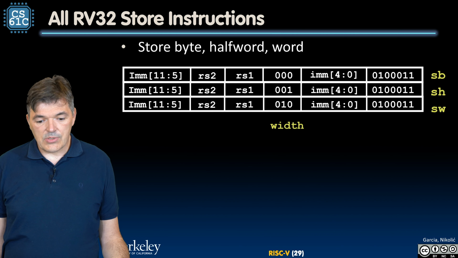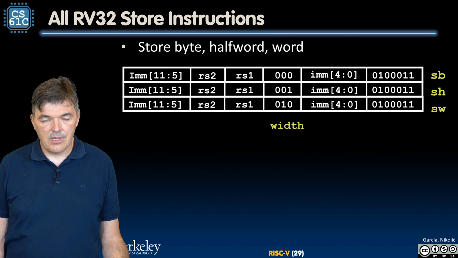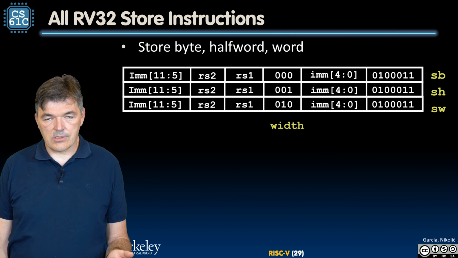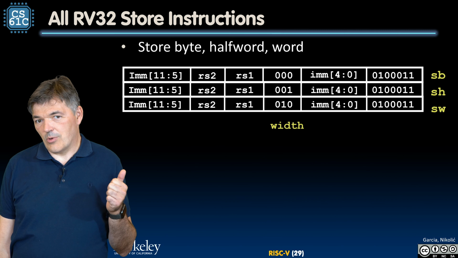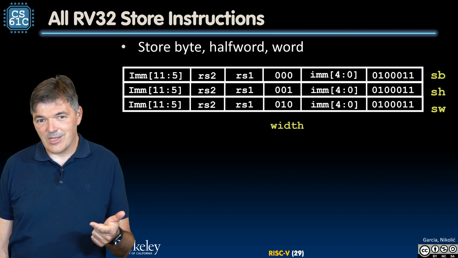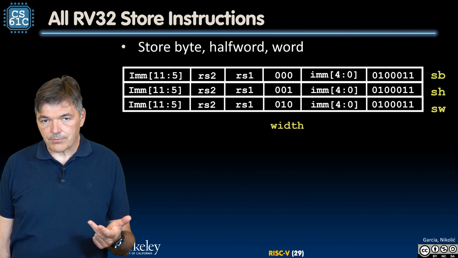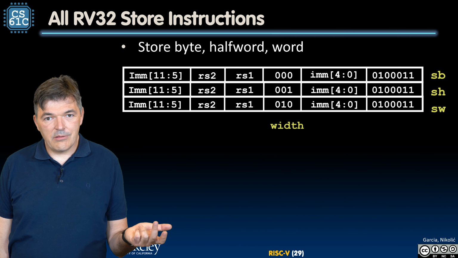There are 3 types of stores that RISC-V supports. We can store bytes, we can store half words, and we can store words. Once again, bytes are 8 bits wide, half words are 16 bits wide, and words are 32 bits wide. And that is it for the S type.